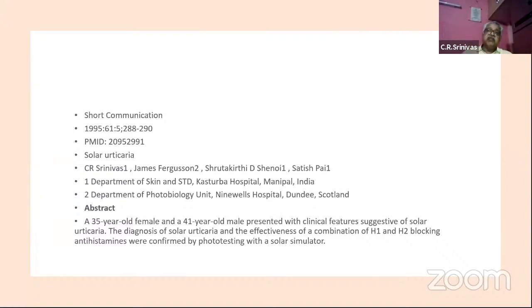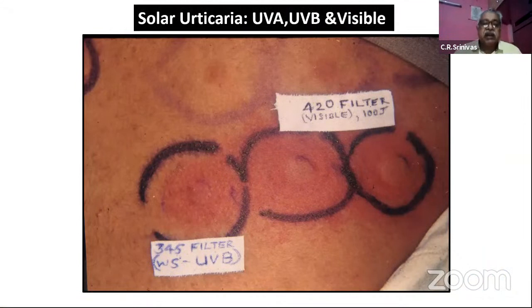So we induce the minimal urticarial dose, then give the antihistamine and see whether higher doses are required or we can stop. And by that we found that the H1, H2 antihistamines were effective. But here again, in some cases, antihistamines may not be effective because multiple other factors like leukotrienes, platelet activating factors may come. In those, we may require other drugs for these patients. So this is the minimal urticarial dose which we get, which we tested with solar simulator.